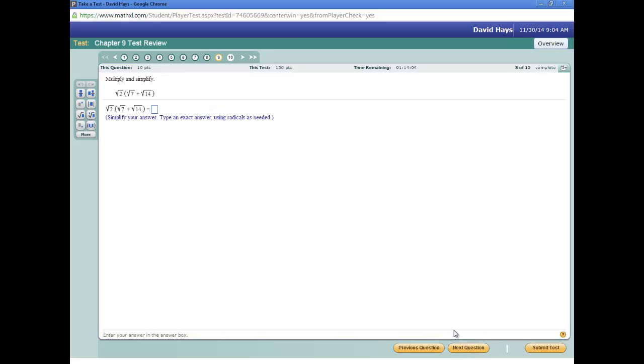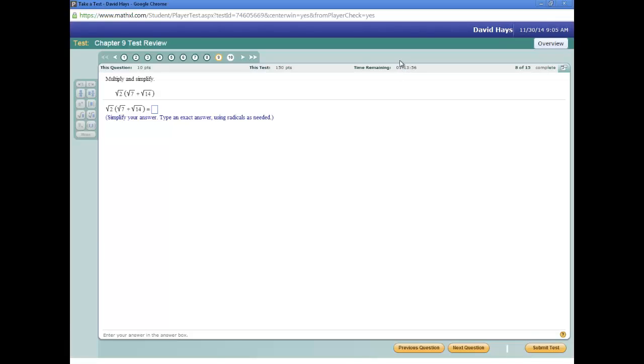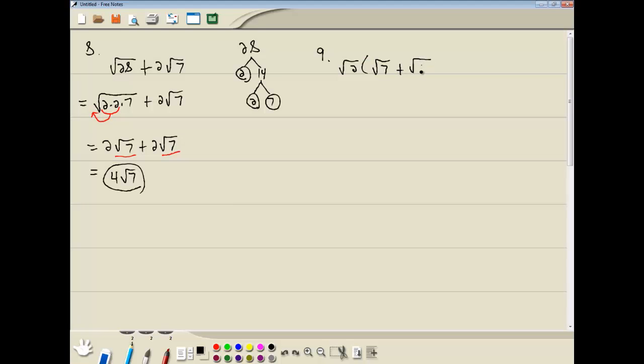Okay, let's take a look at this one. Number 9. We've got square root of 2 times the quantity square root of 7 plus square root of 14. Well, always simplify a radical before you go on. So let's look at that first. 2 I can't do anything with. 7 I can't do anything with. But 14, that's 2 times 7.